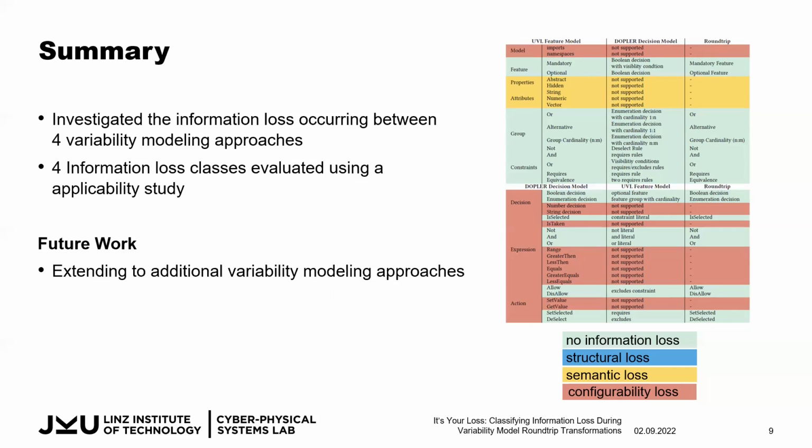For the future work, we obviously want to extend this work to additional variability modeling approaches and also to more models of each type, such that we have more insight into the models. And we want to perform a usefulness study along with modelers from academia, but also from industry. Do the information loss classes indicate the right losses which happened, can they also be found by not so experienced modelers, and do they indicate them correctly to the modelers?